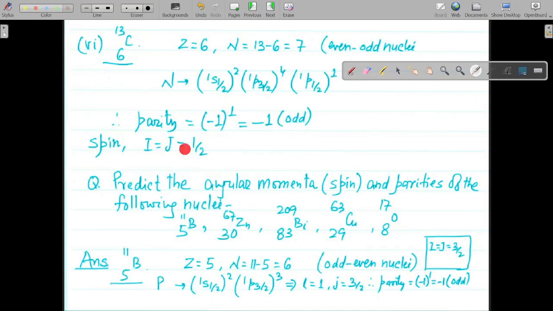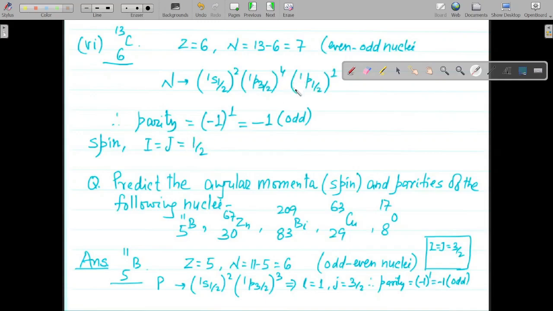And spin will be equal to what? I equal to j equal to 1/2. Clearly the value of j is equal to 1/2 for this particular subshell 1p1/2, and only one unpaired nucleon is there. So I equal to j equal to 1/2. Clearly it is clear. So this is the thing.